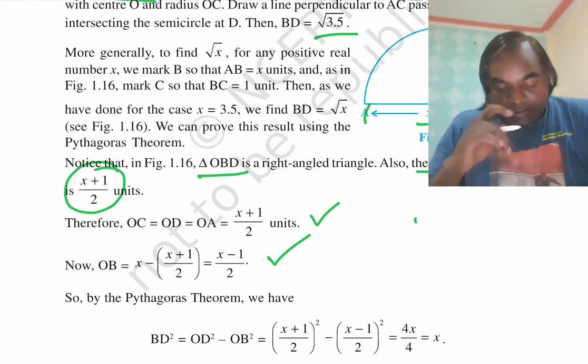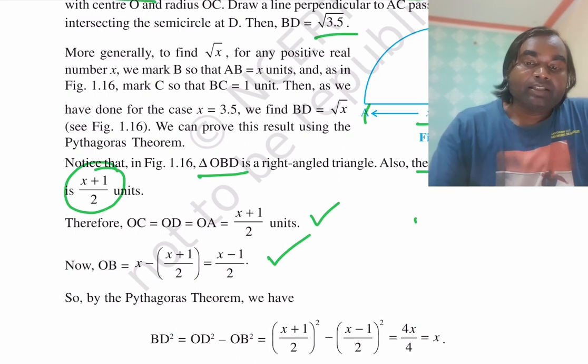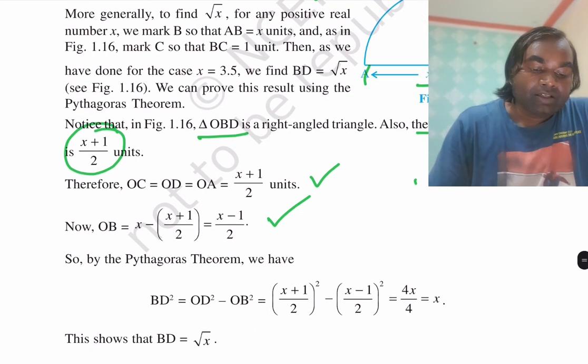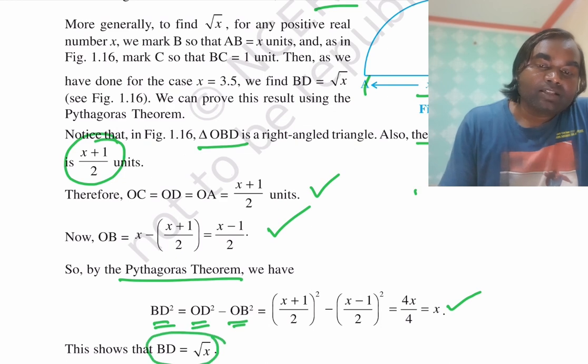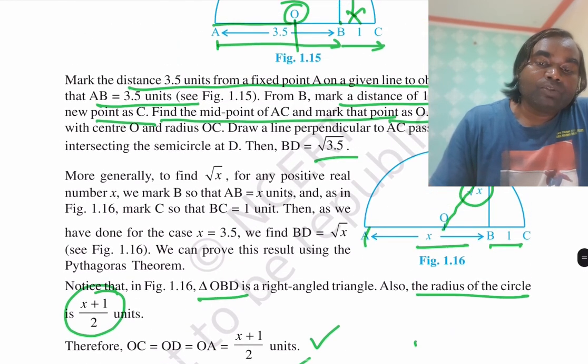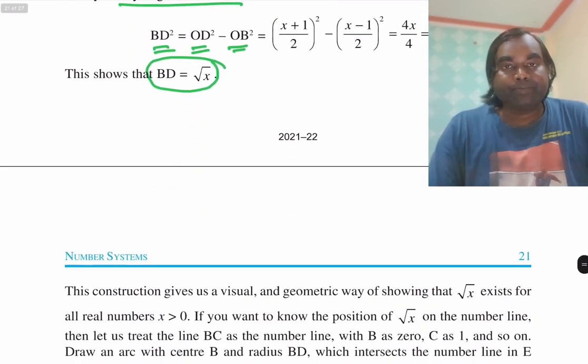So that means OB is equal to (x - 1)/2, and BD you can calculate by using the Pythagoras theorem. BD square is equal to OD square minus OB square, and you will get x. Therefore BD is equal to square root x. That means what we are doing geometrically is correct. That is verified, right?